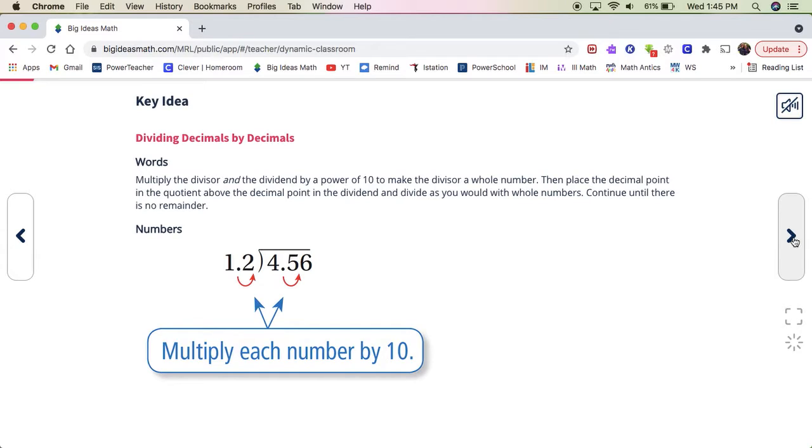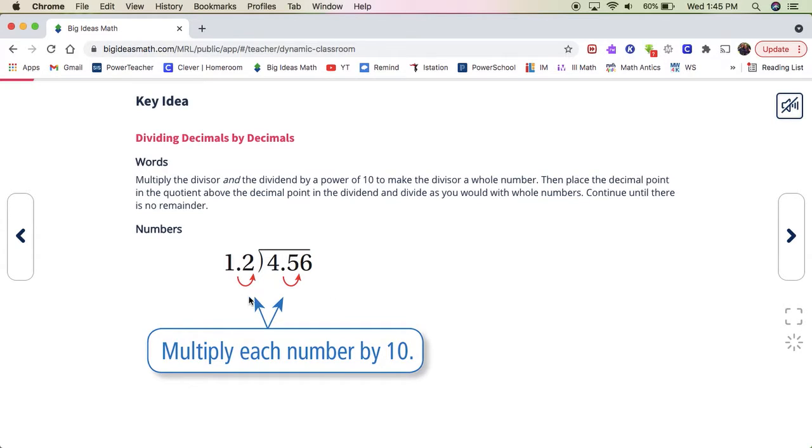Alright, that was dividing a decimal by a whole number. What happens if you divide a decimal by a decimal? So dividing a decimal by a decimal, it's not something you can do leaving it like this. We're going to need our divisor to be a whole number, okay?